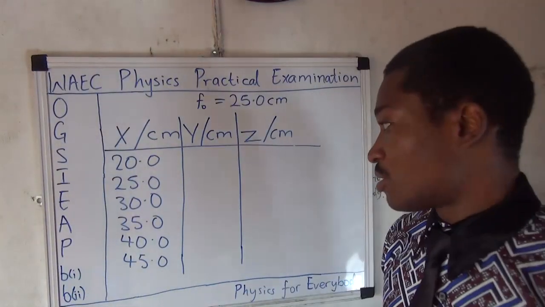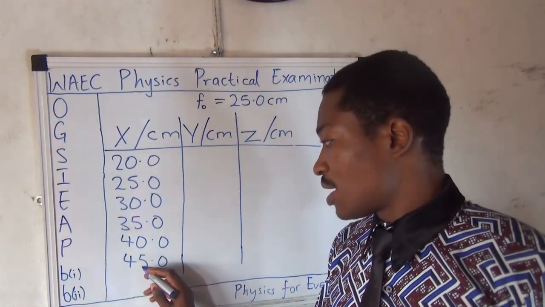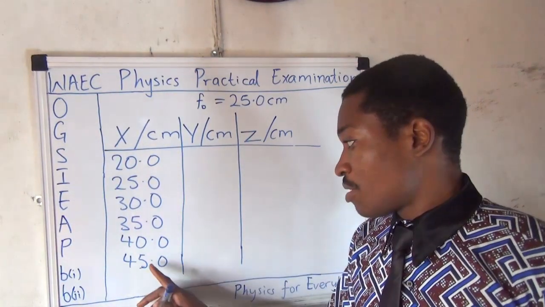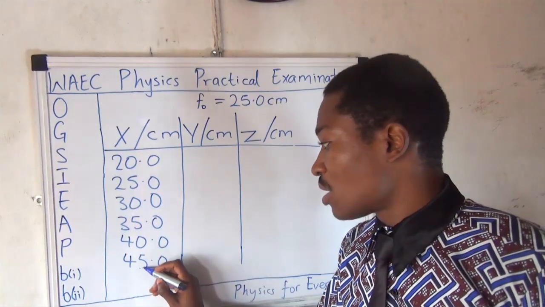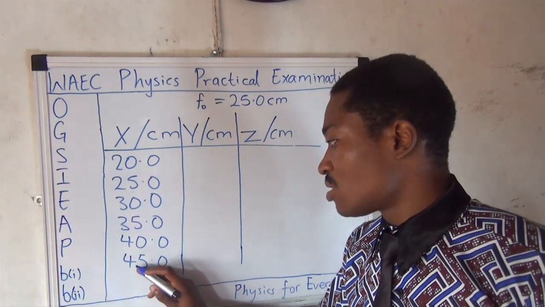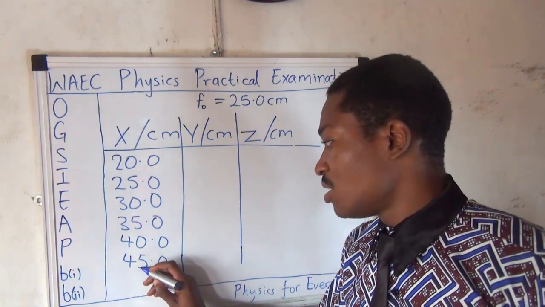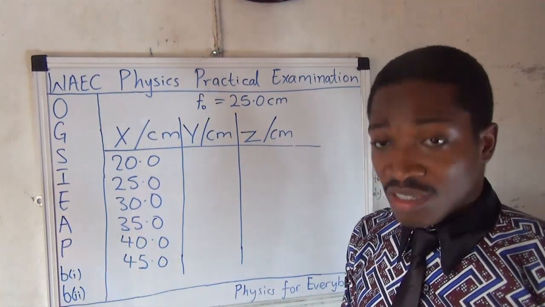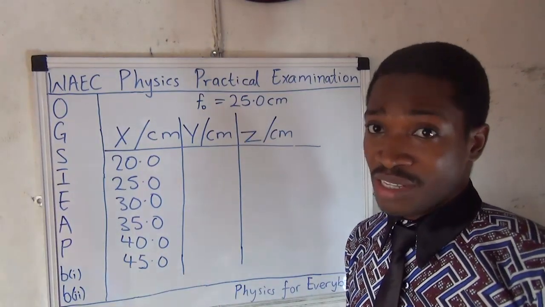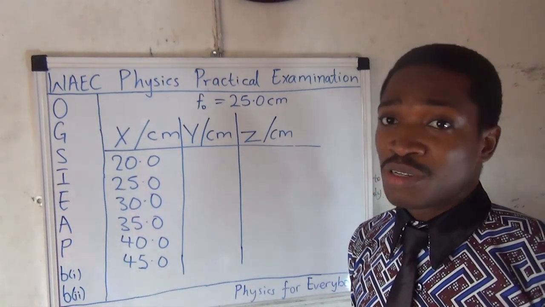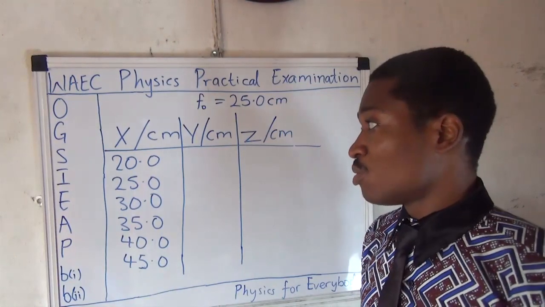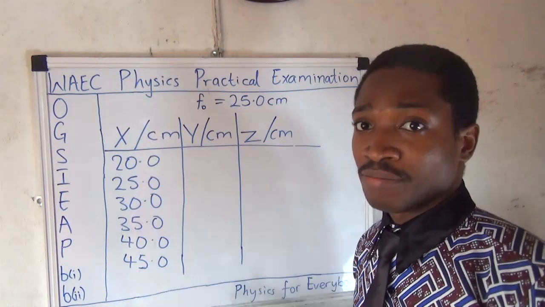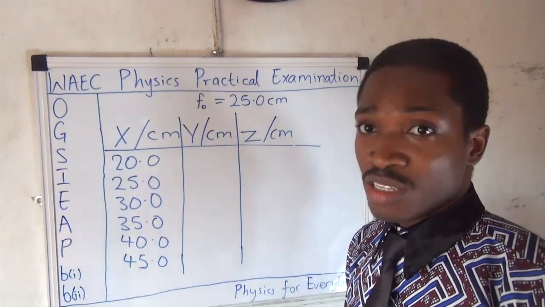This is how you tabulate. You must not write it as 20, 25, 30, 35, 40, 45 because you are using a meter rule. And the way your meter rule is calibrated, the minimum measurement you can take is 0.5 millimeter. That's the minimum measurement you can take with your meter rule. So you have no reason to record your distance as 20 centimeters. So you have to record it to at least one decimal place.